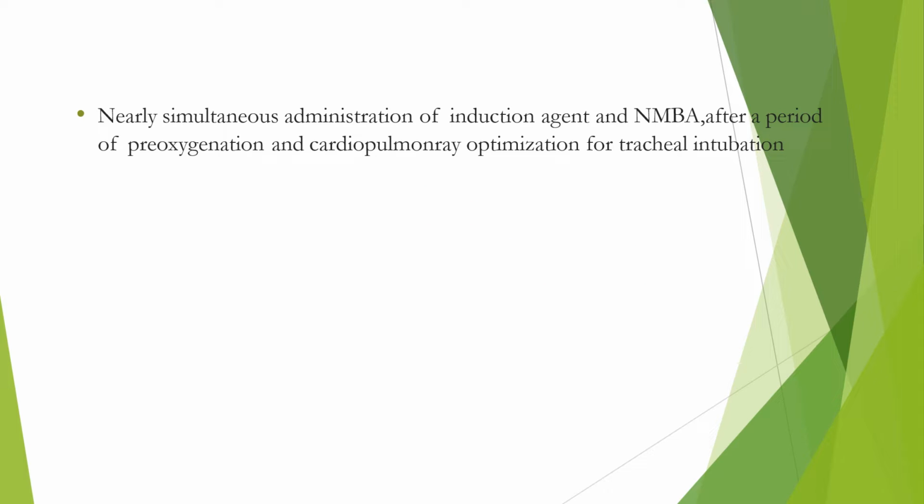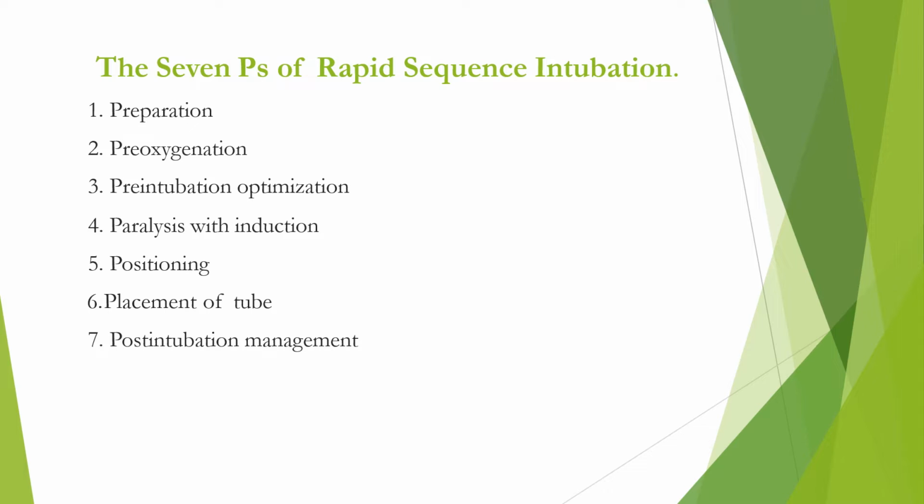Rapid Sequence Intubation is nearly simultaneous administration of induction agent and NMPA after a period of pre-oxygenation and cardiopulmonary optimization for tracheal intubation. There are 7 P's for rapid sequence intubation: preparation, pre-oxygenation, pre-intubation optimization, paralysis with induction agents, positioning, placement of the tube, post-intubation management.